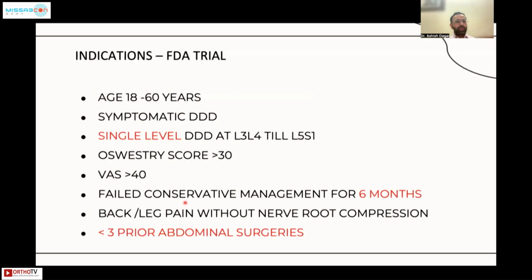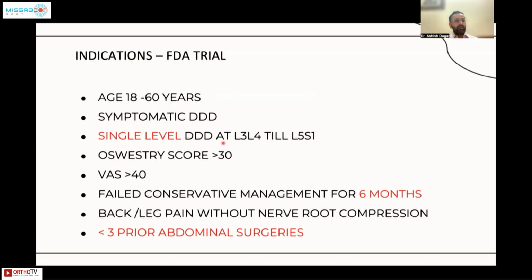Coming to the indications, when these devices were tried for the first time, these are the indications that the FDA verified. The inclusion criteria for FDA trials were age somewhere between 18 to 60 years, in a patient with symptomatic degenerative disc disease, usually with a single level.